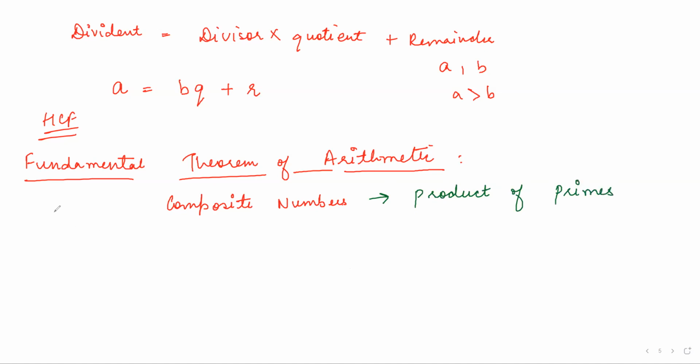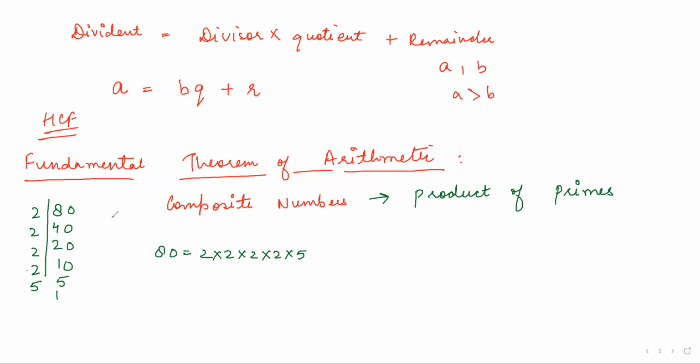For example, I have 80. So let us do prime factorization of 80. So that means 2 into 4, right? Then 2 into 20, then 2 into 10, then 2 into 5, and then 5 into 1. So you can say that I have written 80 as 2 into 2 into 2 into 2 into 5, right? So first of all, it says that any composite number can be written as a product of primes.